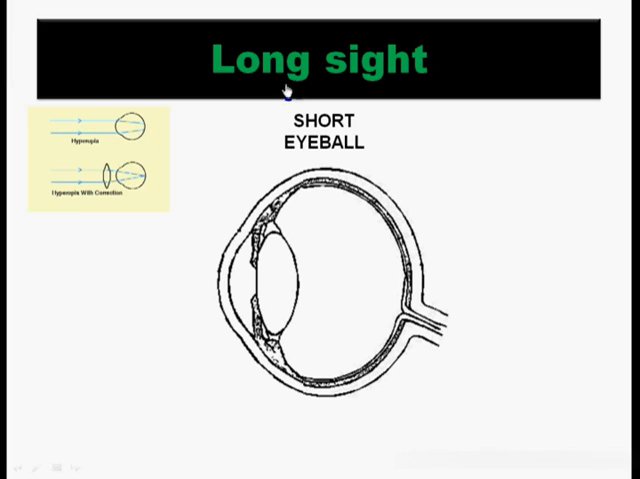Let's look at long-sighted first. Now, when a person is long-sighted, the reason for that is simply this. First of all, their eyeball is short. And another term for long sight is hyperopia. Good? Hyperopia. Now, what is hyperopia?